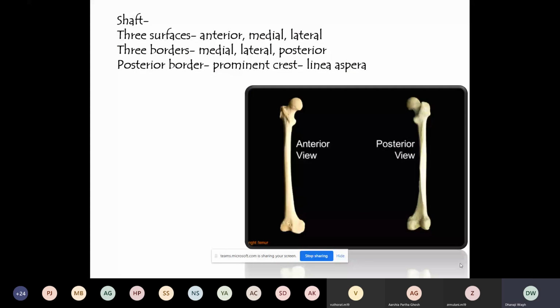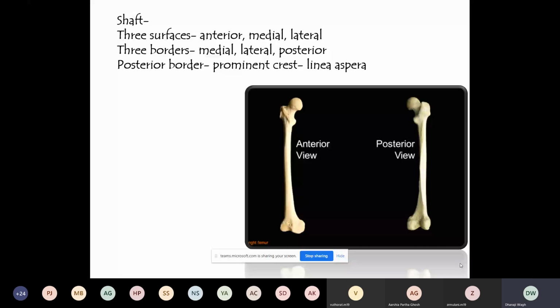Now come to this shaft. The shaft is a cylindrical portion, narrow in the middle and more expanded inferiorly than superiorly. It's convex forward and directed obliquely downwards and medially, because the upper ends of the two femora are separated by the width of the pelvis, whereas the lower ends are close together.